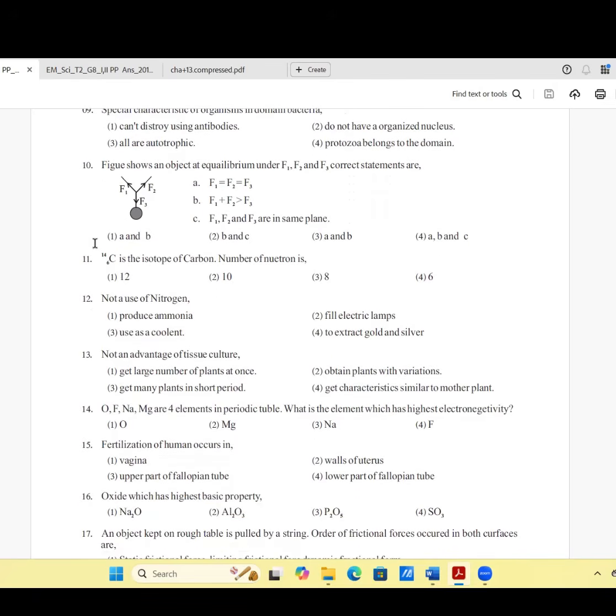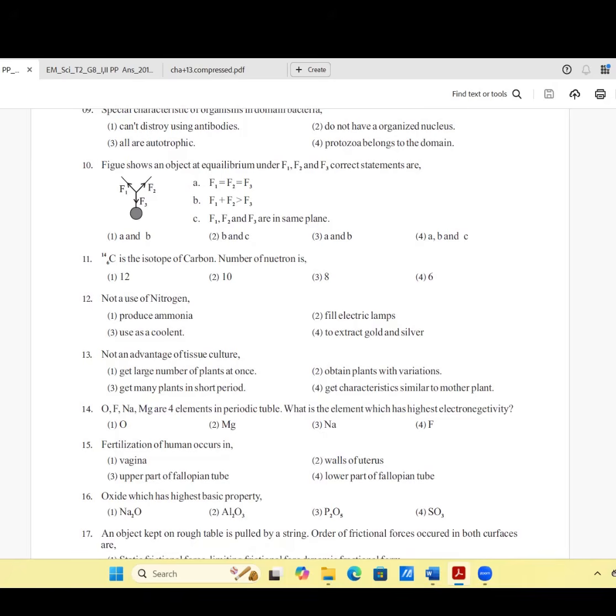11th question. C14, 6 is the isotope of carbon. Number of neutrons is? Answer number 3, 8. To get it, you have to subtract the atomic number, that is 6, from the mass number, that is 14. After subtracting 6 from 14, the answer is 8.